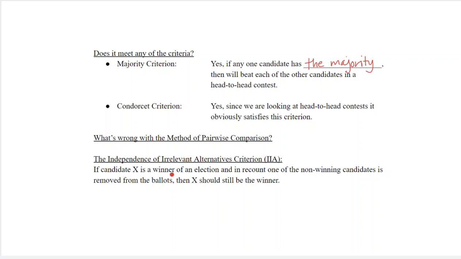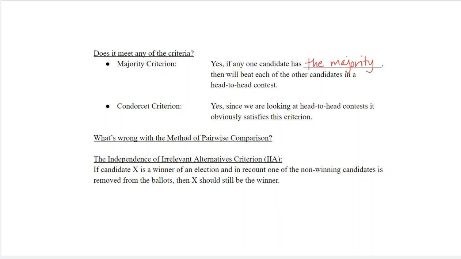So pairwise comparison satisfies both the majority criterion and the Condorcet criterion. So what's wrong with it? I told you that every method has something wrong with it. Well, let's introduce our last criterion. It is the independence of irrelevant alternatives criterion, which is a lot of words. But if a candidate wins an election and then somebody who does not win drops out, then that winner should still be the winner. So basically, if a loser drops out, the winner should still win.